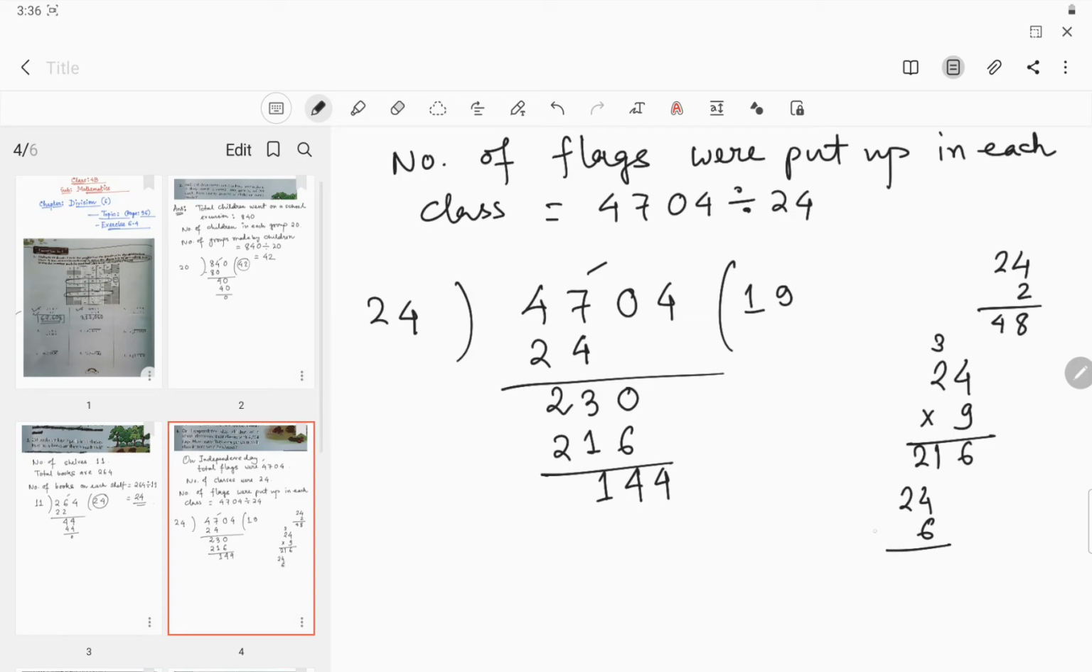24 and 6, if you multiply 24 by 6, you will get 6 4s are 24 and 6 2s are 12. So how many flags were put in each class? Yes, 196. So this is our answer.